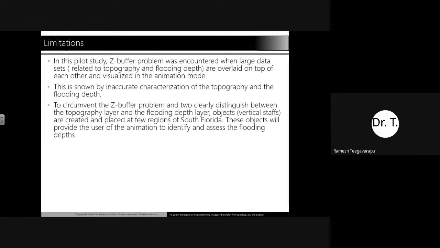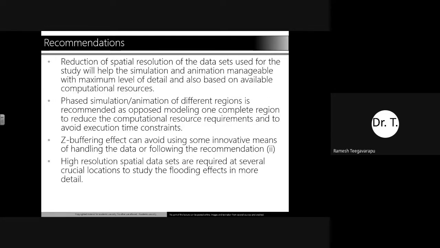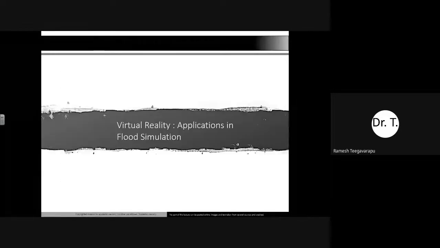I told you there was a problem in some of the areas covered with water, even though it's not part of the land. That is what we call the Z buffer problem. That means the computer is not able to understand the differences in the topography, and that creates inaccurate characterization of the flooding depth as well as topography. We saw that problem. And then the main recommendation was to reduce the spatial resolution of the data, to make it more on a scale like a small municipality or small township or a city, so that it's much easier, less strainful on the computational resources.